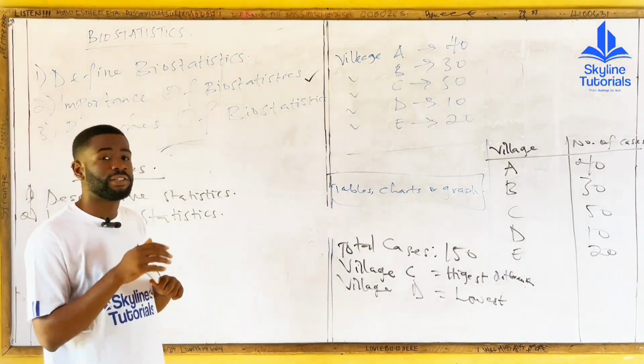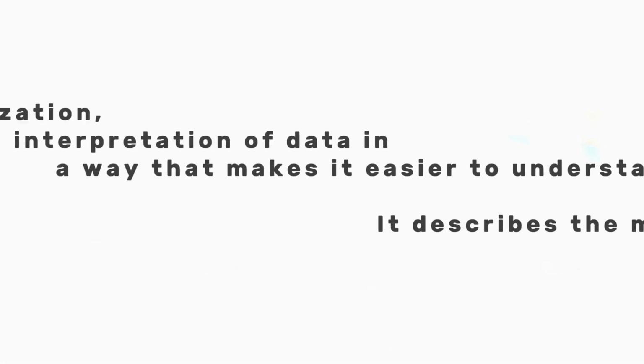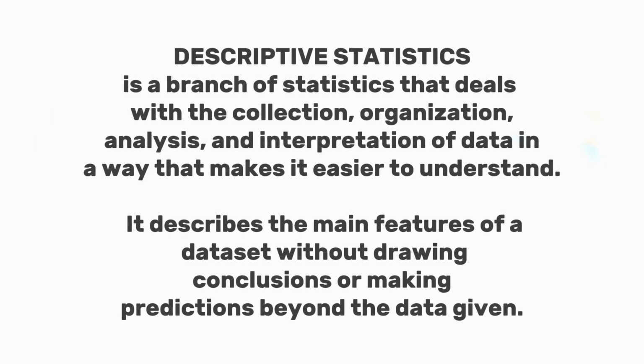Okay, descriptive statistics simply means collection, organization, analysis, and interpretation of a given set of data into readable or usable form without prediction, summarization, or generalization. I take it again. Descriptive statistics is the collection, organization, analysis, and interpretation of a given data set without prediction, assumptions, or generalization.